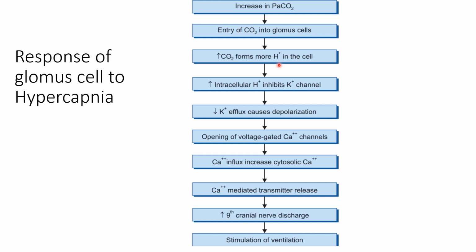And there are hydrogen sensitive potassium channels. When there is an increase in hydrogen, these potassium channels are inhibited. Ultimately the potassium efflux is decreased, and there is a depolarization due to the increase in potassium concentration inside the cell because of decreased efflux. So the voltage gated calcium channel opens, calcium influx happens, and calcium mediated neurotransmitter release occurs, with increased ninth cranial nerve stimulation, and there is a stimulation of ventilation.